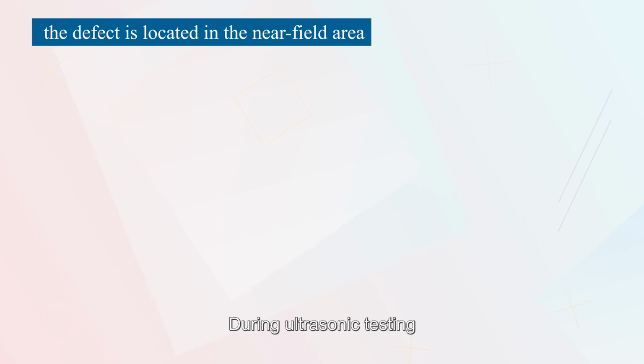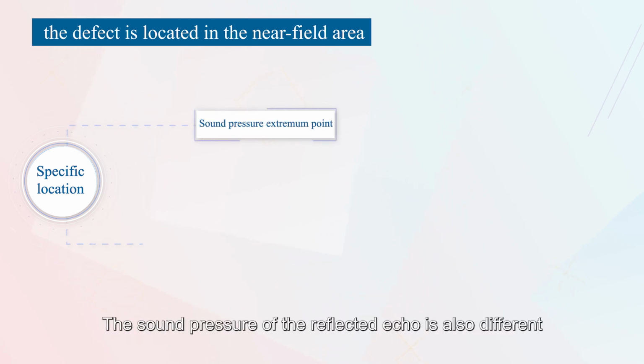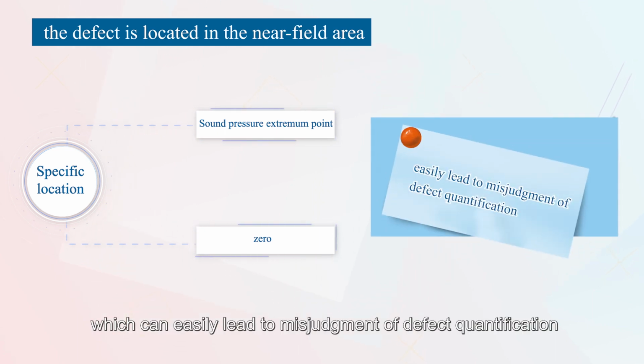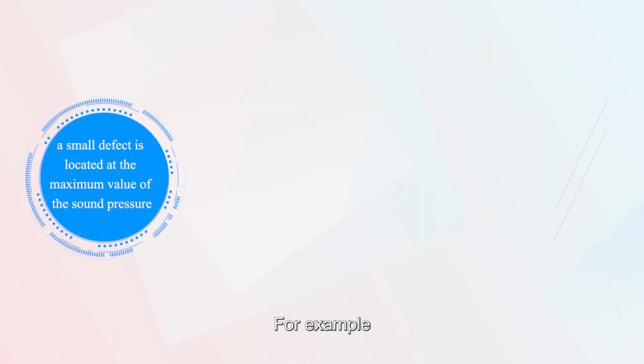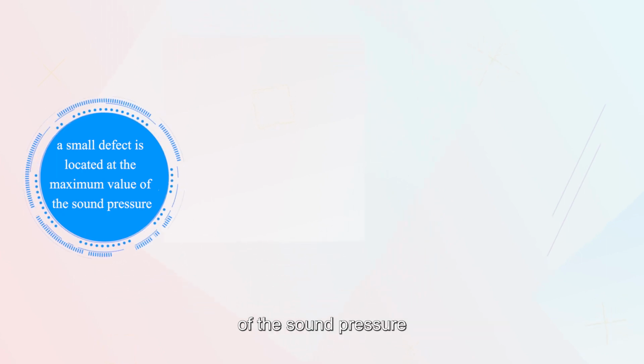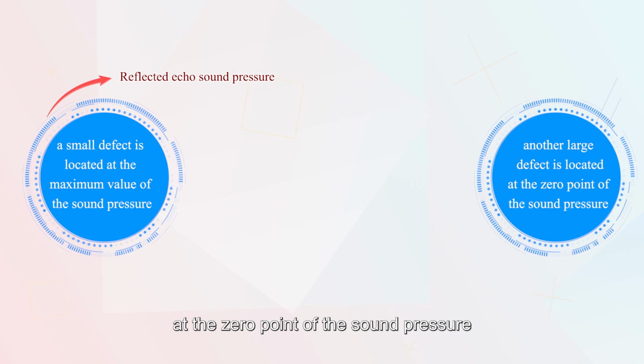During ultrasonic testing, if the defect is located in the near field area, it may be at the extreme point or the 0 point of sound pressure due to its specific location. The sound pressure of the reflected echo is also different, which can easily lead to misjudgment of defect qualification. For example, a small defect is located at the maximum value of the sound pressure, and another large defect is located at the 0 point of the sound pressure.